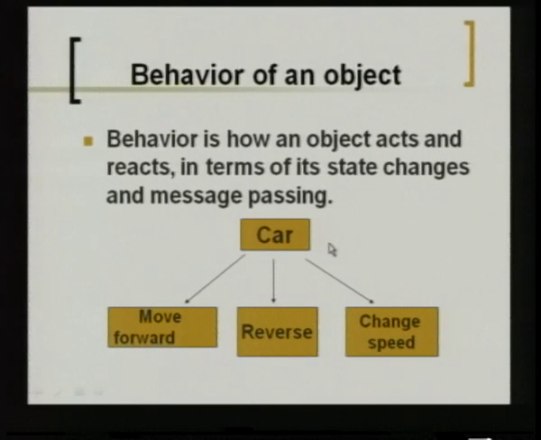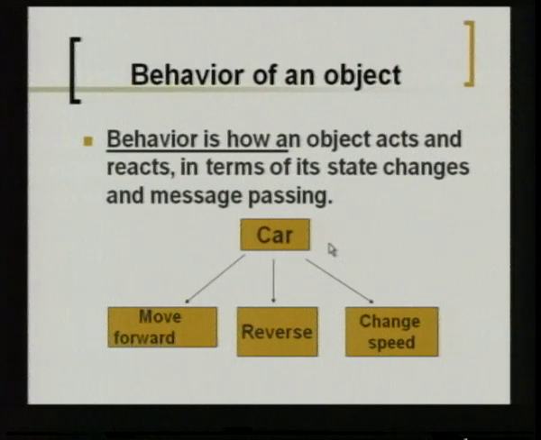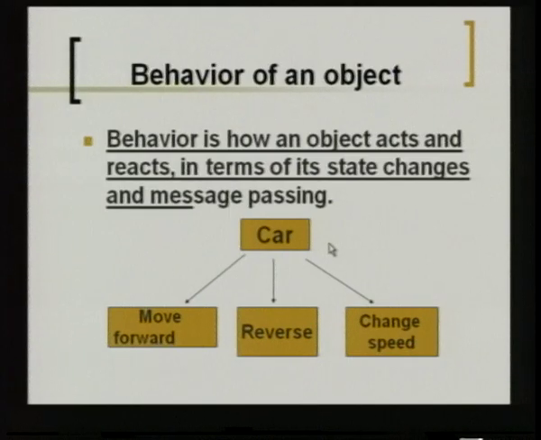So, like this, each object will have different states which can describe it. Next, we have the behavior of an object. Behavior is how an object responds. It is just the normal English term. Behavior is how an object acts and reacts in terms of its state changes and message passing. So, first you have to know what is a state, and message passing is nothing but the interaction.